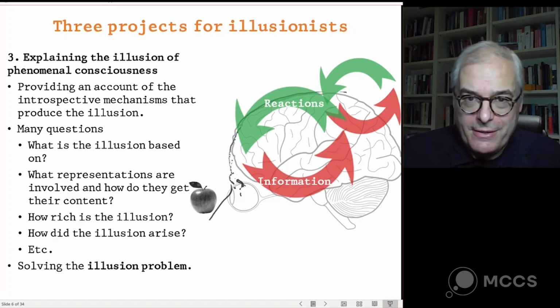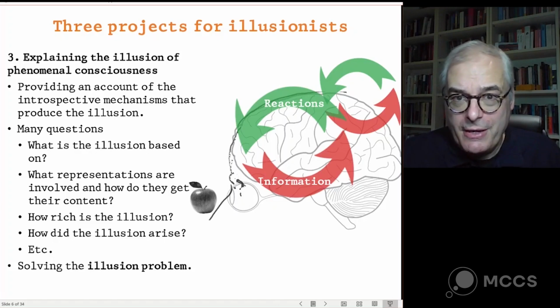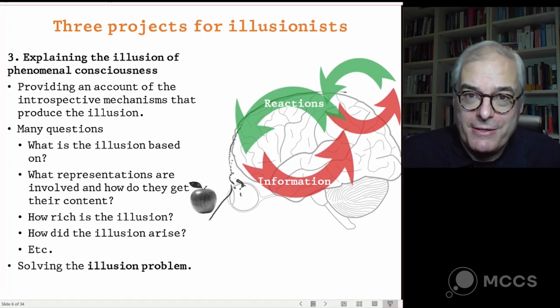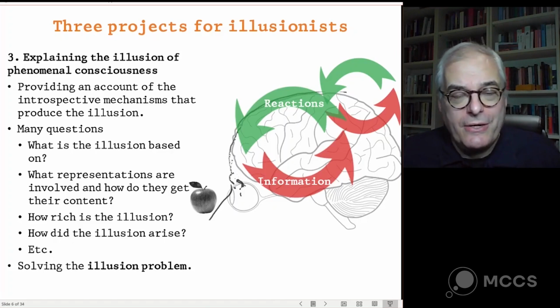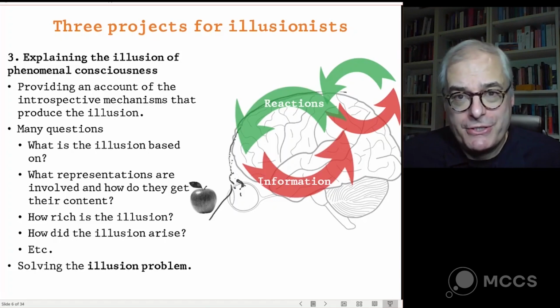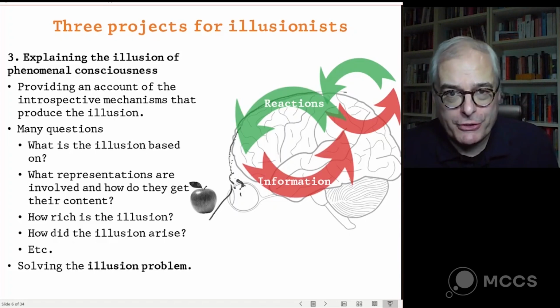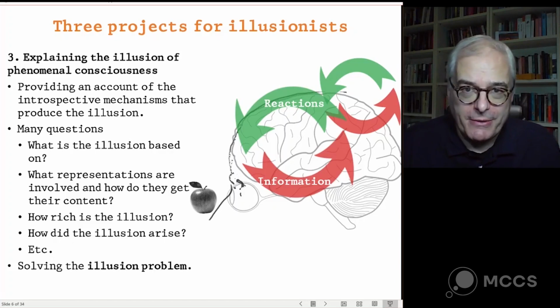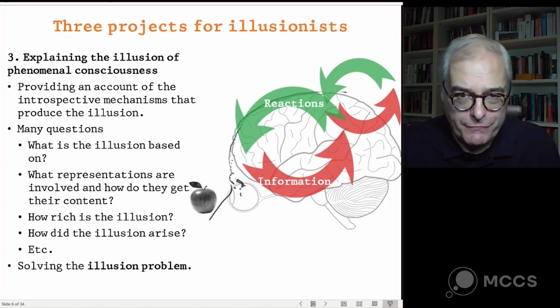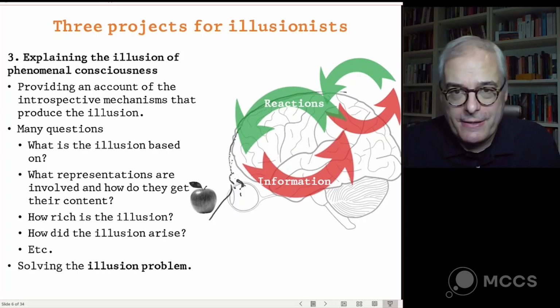Okay, so we argue for rejection of the hard problem. That's the first part. We seek to solve the easy problems, which aren't really so easy at all, the easy problems of perceptual consciousness, and we aim to solve the illusion problem of why phenomenal consciousness seems to exist, and in what sense it seems to exist. And now this third project, the distinctive positive aspect of the program, trying to solve the illusion problem, is in some ways the most exciting part of the program, I think. There are lots of questions here, lots of different options for the illusionist theory, most of which have been little explored. So there's plenty of work to do here if you're interested in illusionism.